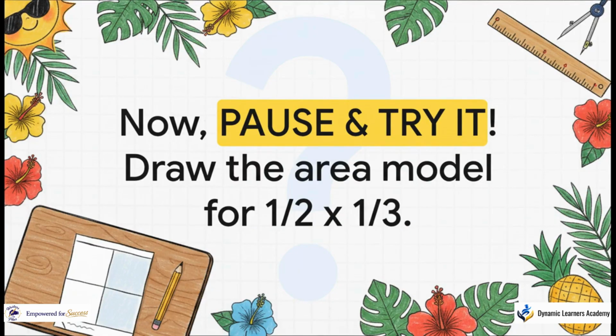Okay, now for the fun part. Grab that piece of paper and try to draw the area model for 1/2 times 1/3. Remember, slice it one way for the halves and the other way for the thirds, and then find where they overlap. Go on, pause right here and give it a try.